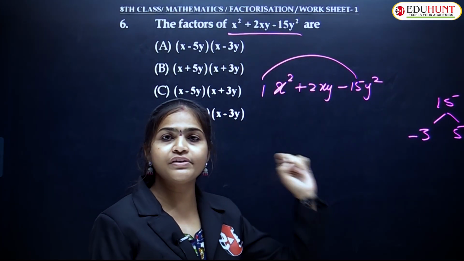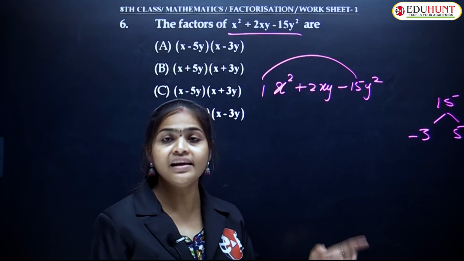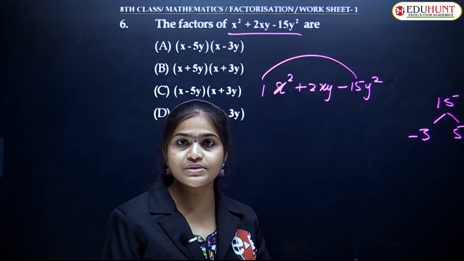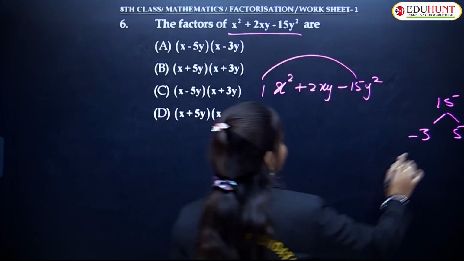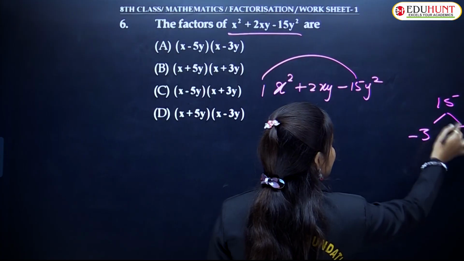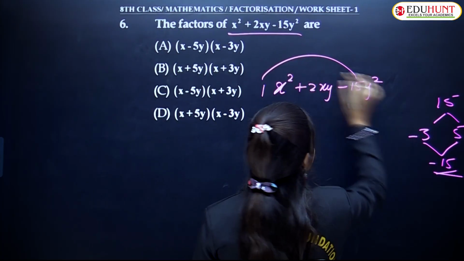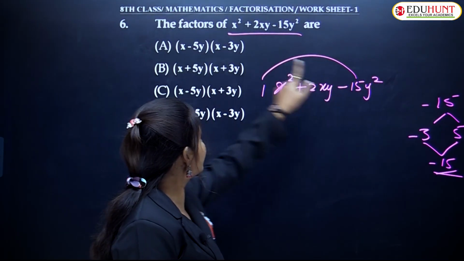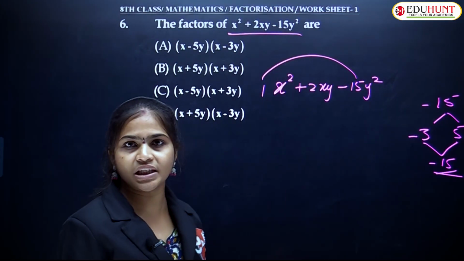When do we get a positive value? While taking the difference of two numbers, if the greatest number has the negative sign, then we will get a negative value. If the greatest number has the positive sign, then we will get a positive answer. So by using that condition, we can write this as minus 3 and 5. The product, minus 3 into 5, is equal to minus 15. That also satisfies. Along with the sign, we have to check that.